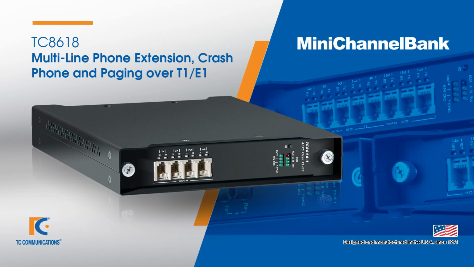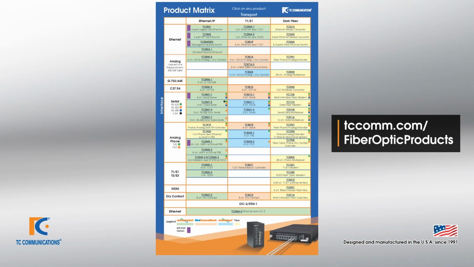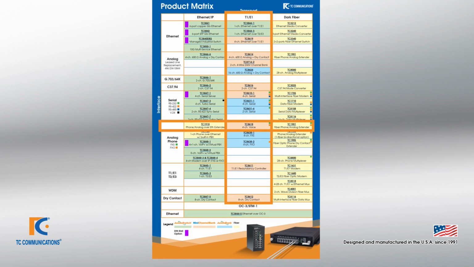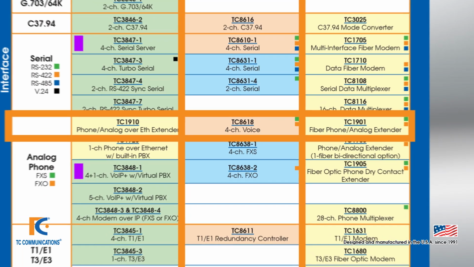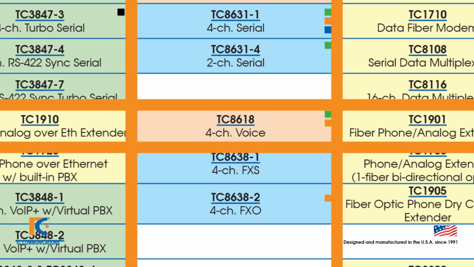Today we're going to be talking about the Mini Channel Bank T1 or E1 multi-line phone extender, crash phone, and paging unit, the TC8618. The easiest way to find any of our products is by referencing our product matrix. Simply choose your transport column, followed by your interface row, and the product you're looking for will be at that intersection. The TC8618 can be found under the T1-E1 column under the analog phone row.